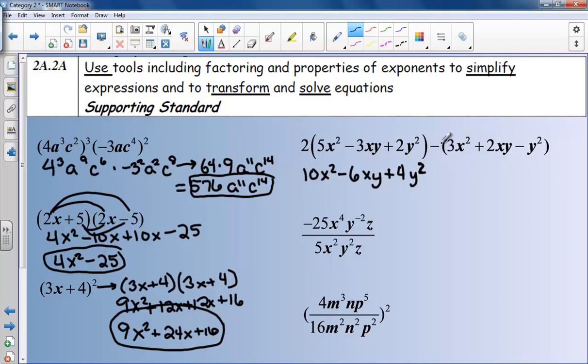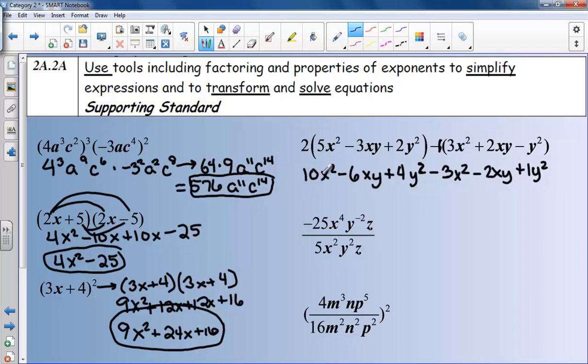Now over here, I have actually a negative 1 out front here. So I'm going to distribute that all the way through. So negative 1 times 3x squared is a negative 3x squared. Negative 1 times a positive 2 is going to give me a negative 2xy. And then a negative 1 times a negative 1 here is going to give me a positive 1y squared. And then I'm looking for what can I put together here.